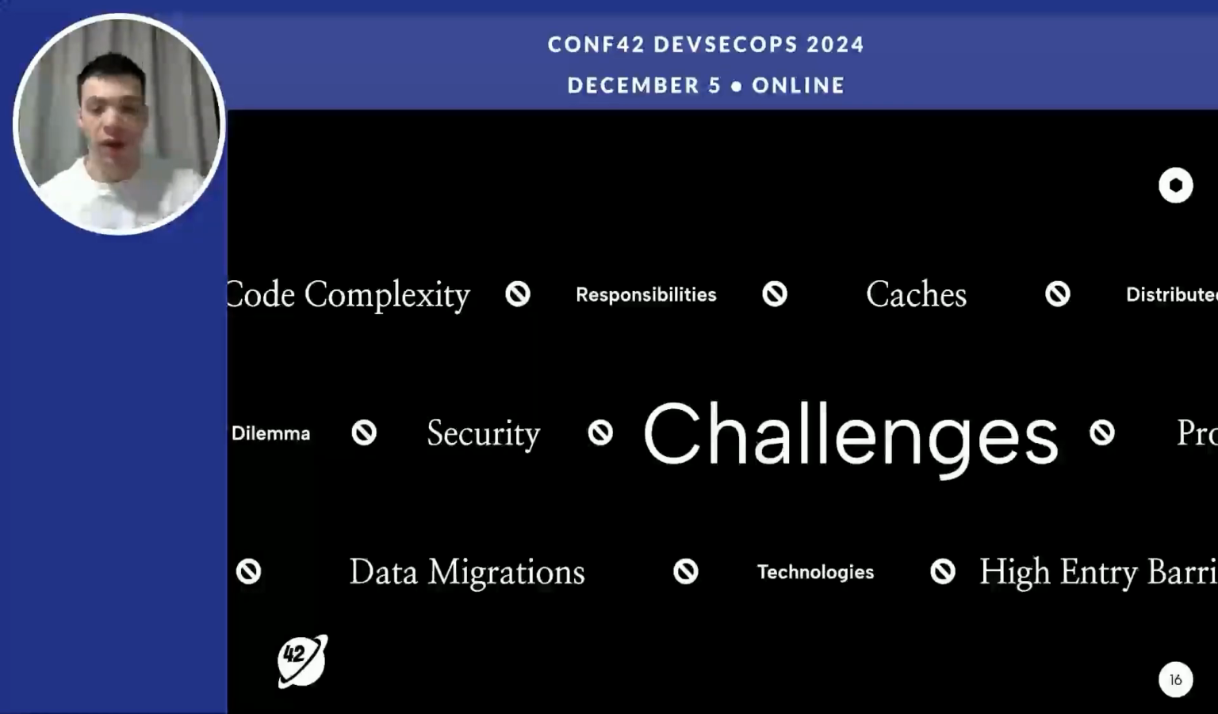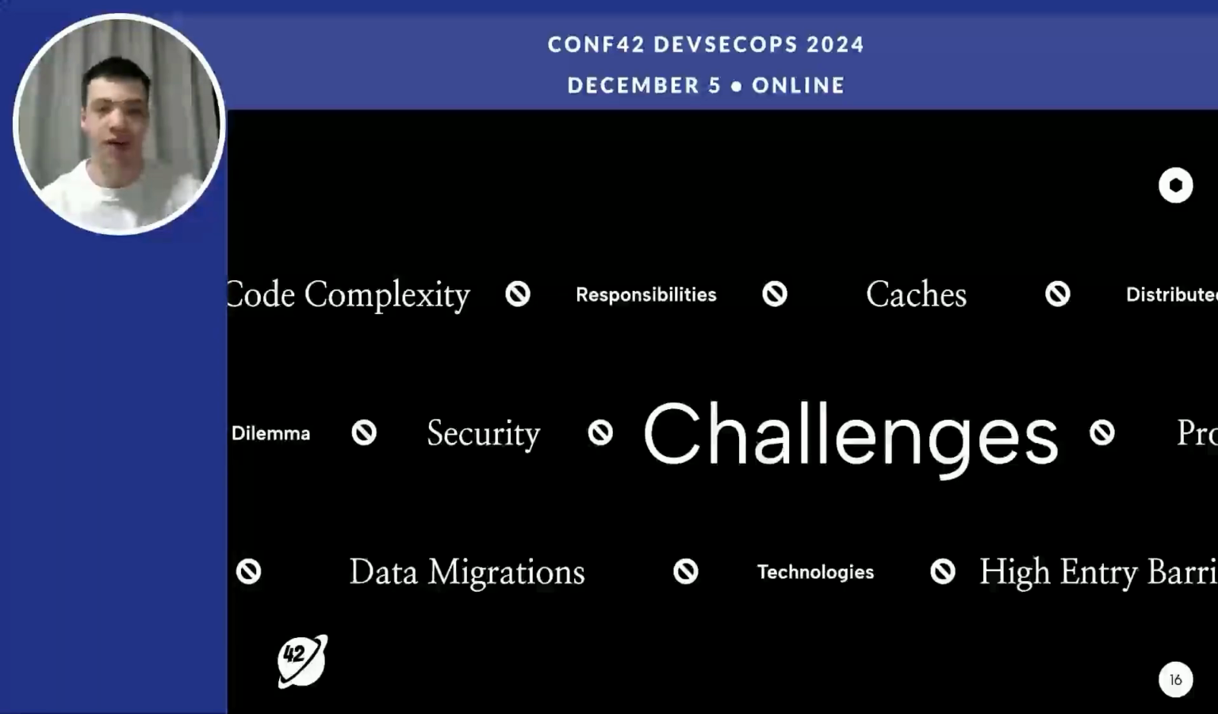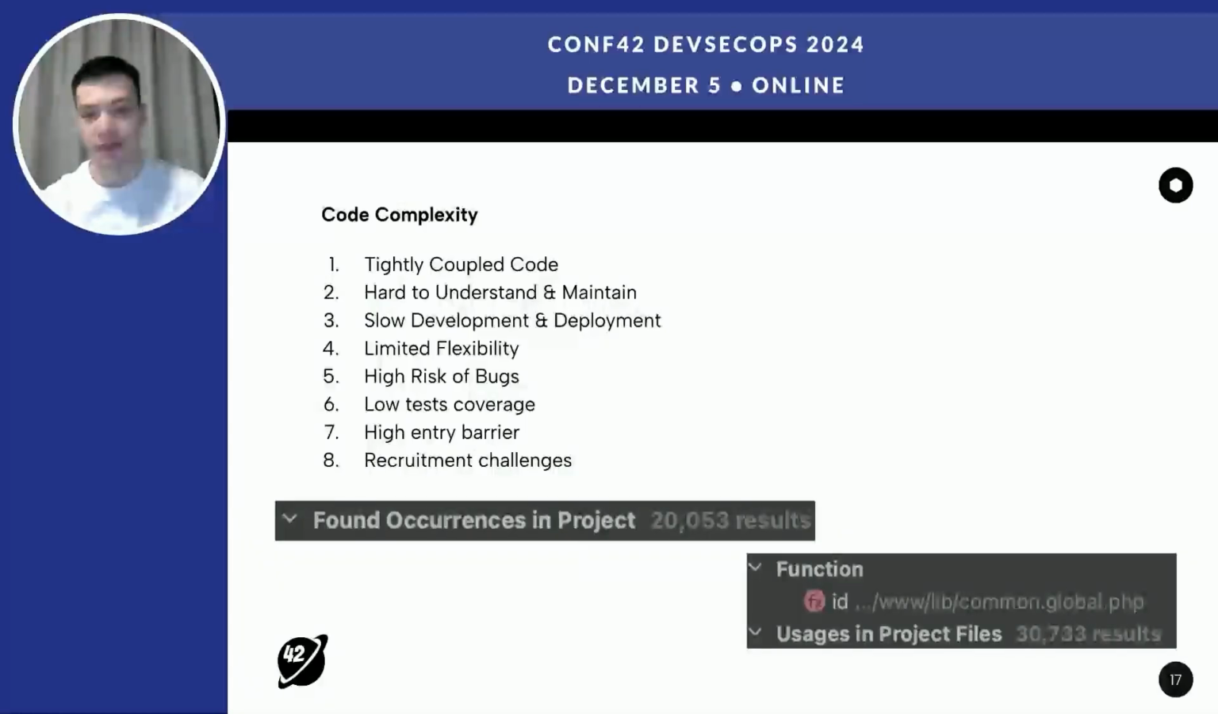And we are moving to challenges that you're going to face when you are migrating your system from monolith to microservices. And the first one is code complexity. As you see on the screenshot, this is a real screenshot that was taken when I was working on the code base of a social network, and I've just clicked the button to find the usages of the ID function. And as you can see, we have more than 30,000 results, which is mind-blowing. And apart from it, the code is tightly coupled.